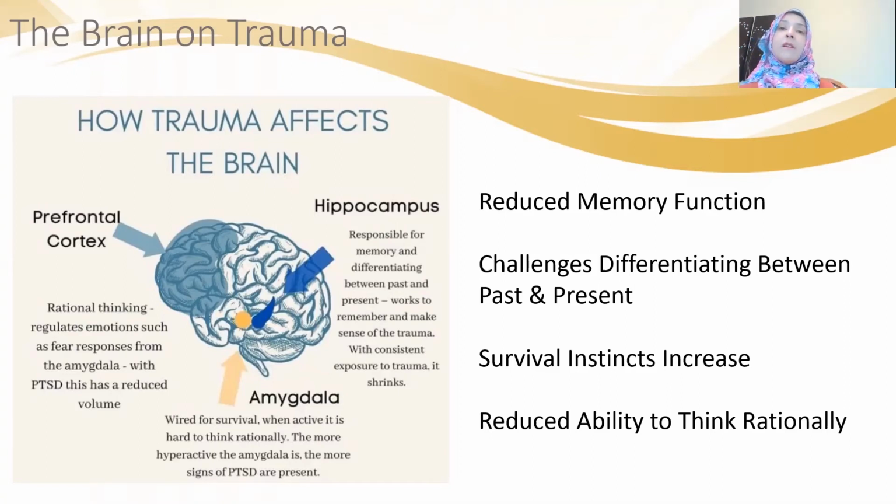Which leads us on to the area known as the prefrontal cortex. This is the center of rational thinking. It regulates our emotions. It's the center of decision making. And it's obviously a very important part of our brain function, particularly when we're thinking in a logical manner. However, this area of the brain literally shrinks when exposed to trauma, especially repeated trauma. So once again, this can impact a person's ability to make decisions.